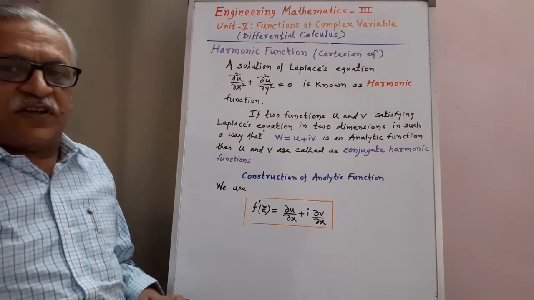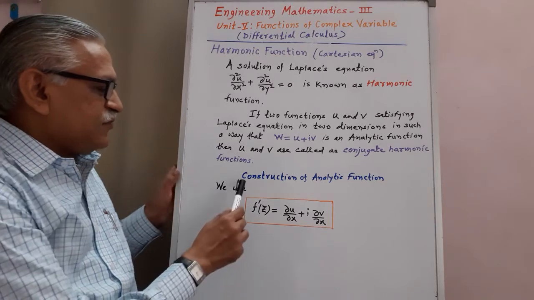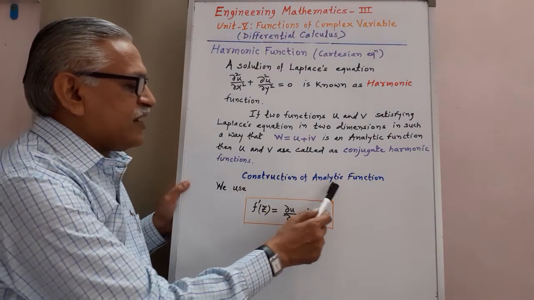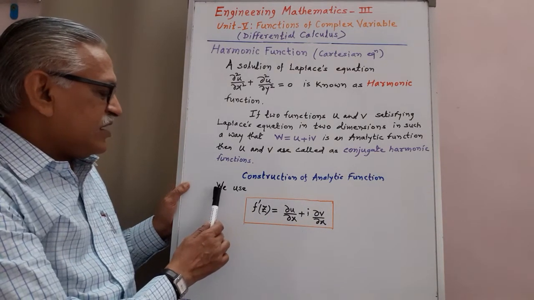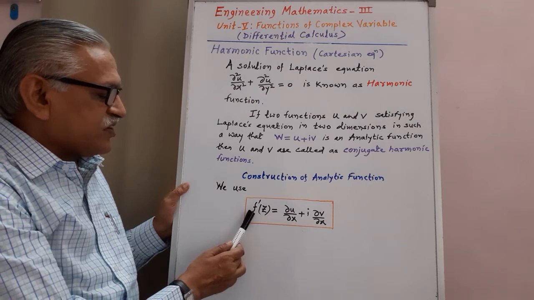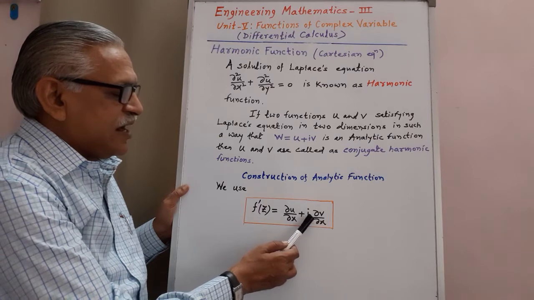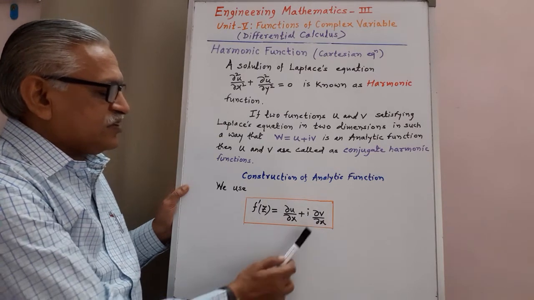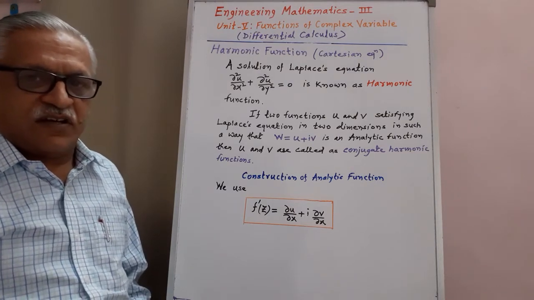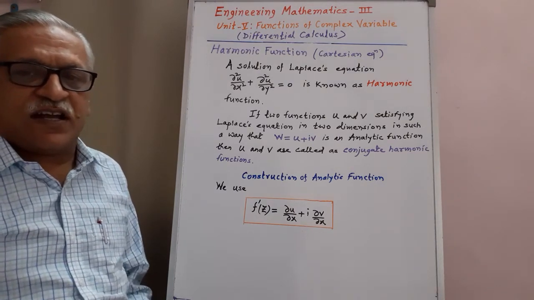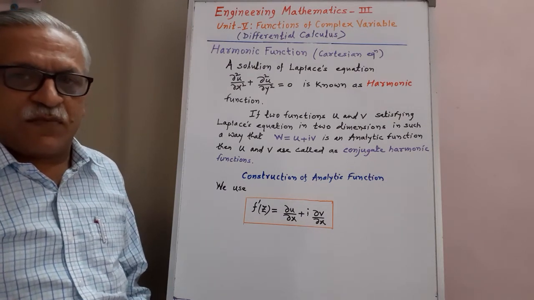After knowing this definition, we have to see how we can construct the analytic function. Therefore, the next point is construction of analytic function. For Cartesian type, we use this relation or equation f'(z) = ∂u/∂x + i ∂v/∂x. Using this equation, we can determine the required f(z). How can we obtain it? For that, I will discuss some simple examples.